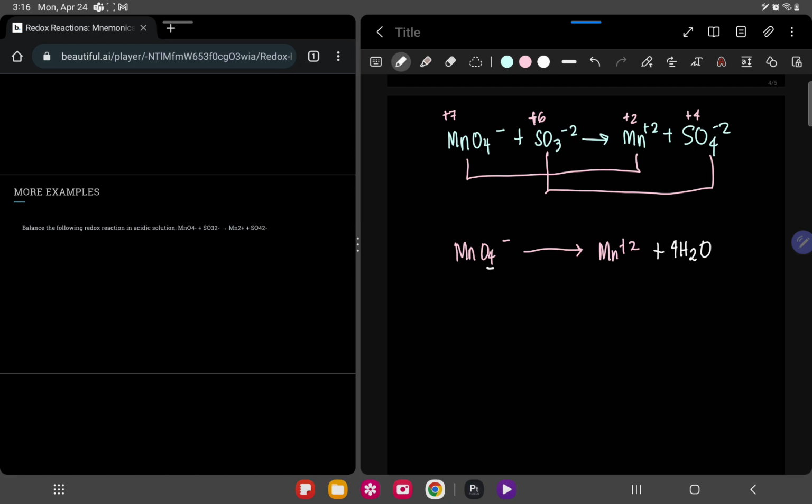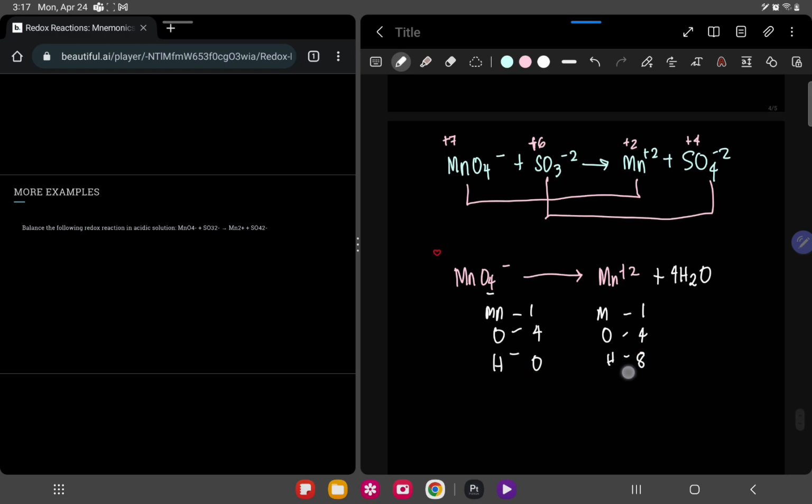Now, if you're going to list the number of oxygen and hydrogen on both sides, manganese is 1, oxygen is 4, we have 0 hydrogen. Here we have 1 manganese. This one is an oxidation state. Do not be confused. It is not the number of atoms. So oxygen here is 4 and our hydrogen here is 8. As I was saying, on the other side, we don't have any hydrogen. To balance it out, we have to add 8 hydrogen.